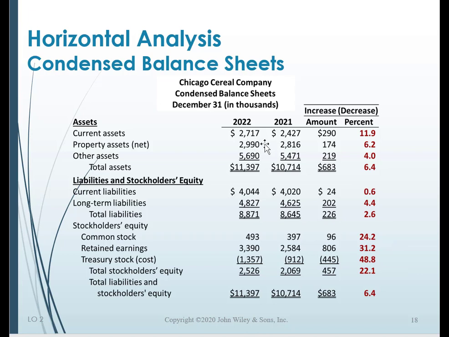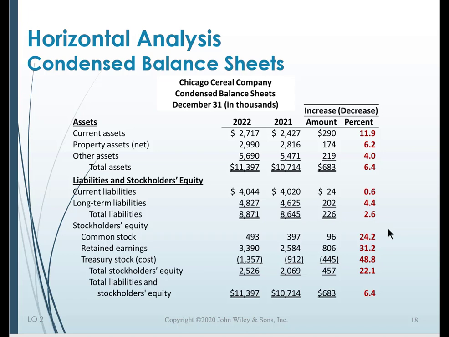But essentially what horizontal does is it finds the difference, right? In 2021, we had 24.27, and in 2022, we had 27.17. So there was $290 more in current assets. So that is an 11.9% increase. We have an increase in plant and equipment, property assets. Total assets only increased a total of 6.4%. What about liabilities? Liabilities increased 2.6%.